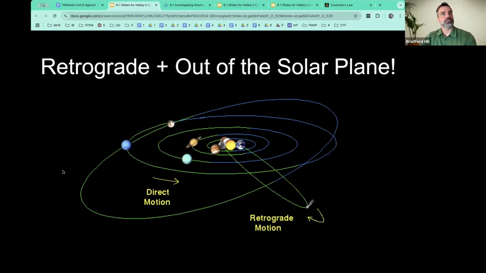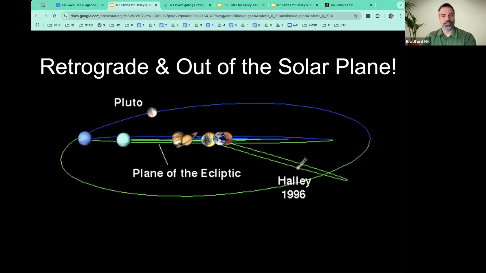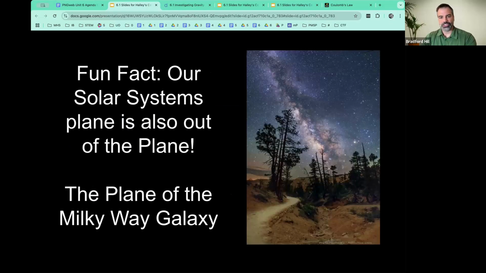We weren't going to do all of these, but I'm not sure what slide I'm on right now. So I'll just say there's three more that will show retrograde. It's weird, right? It's going the opposite direction than the motion of all of the planets. It's not in line with the solar system, so it's out of the plane, which is also kind of neat because our solar system itself is out of the plane with the Milky Way galaxy's plane.